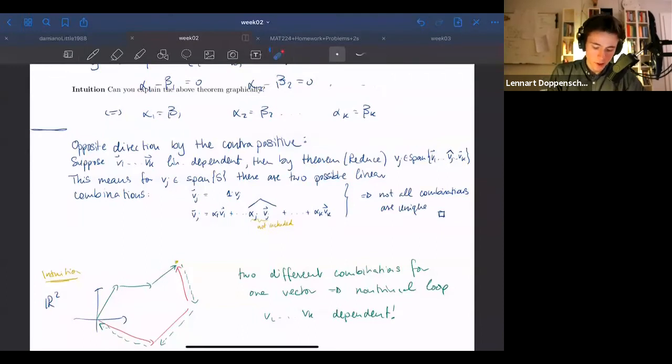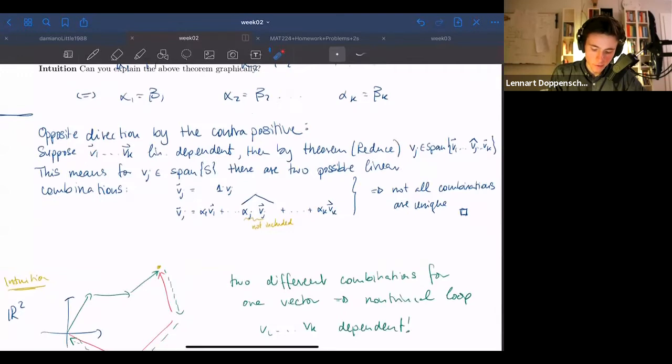So now, in other words, if we pick this vj, then two things. We know that it's in the span S because vj itself is in the span S. So we can write the first combination, which is very simple because it just contains vj and all other terms are 0. But because of the reduced theorem from last week, we also know that if we remove vj, we don't lose anything in the span, including vj. So for some linear combination that doesn't include vj, we can still represent vj.